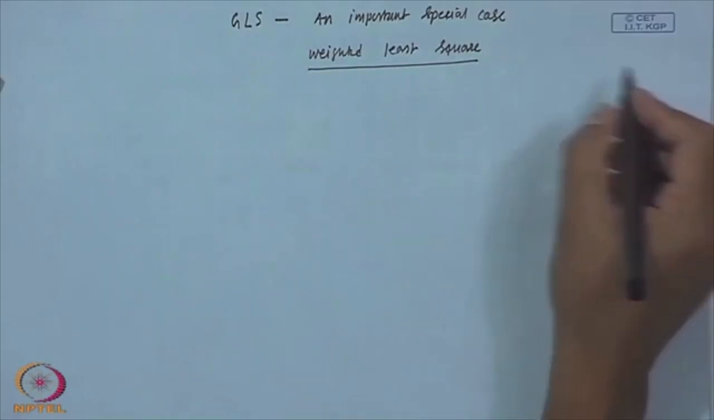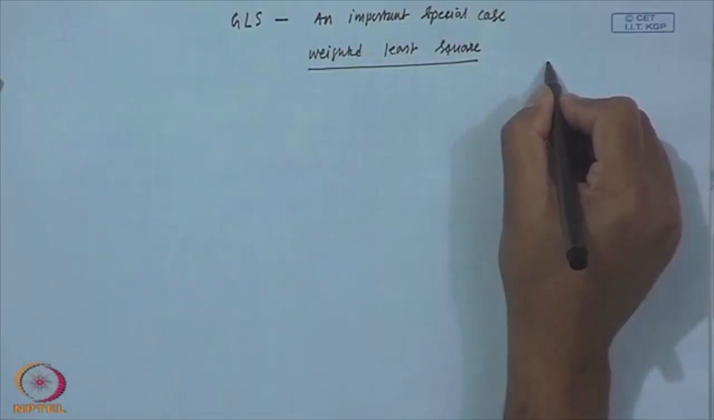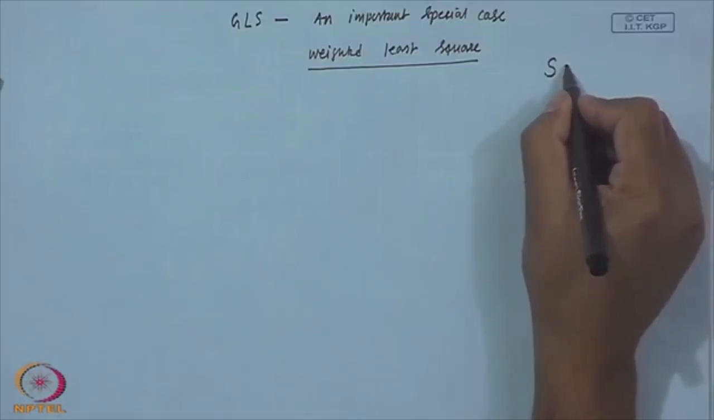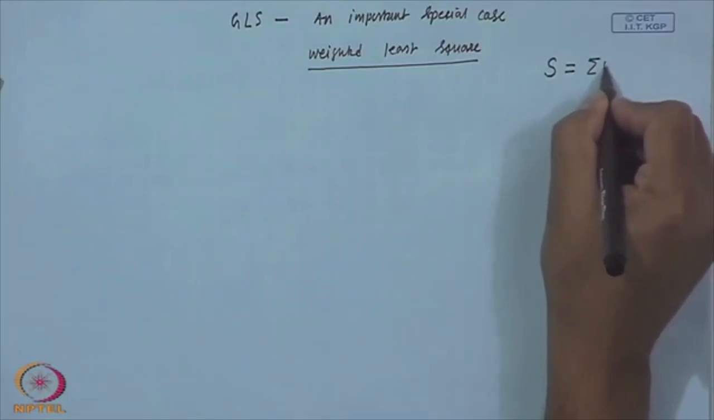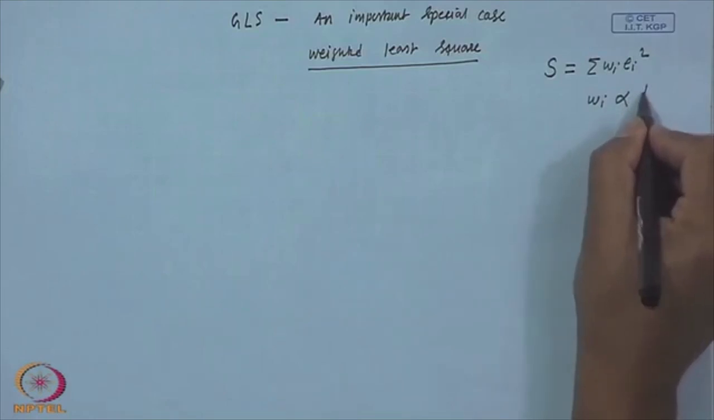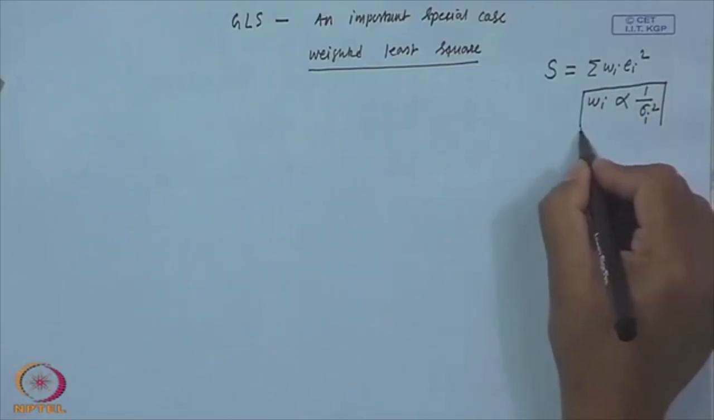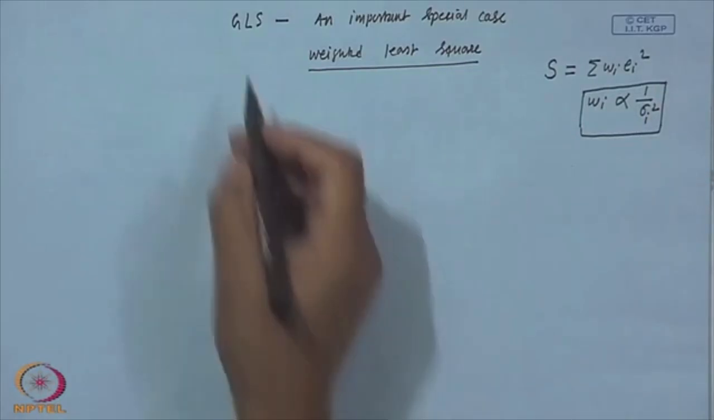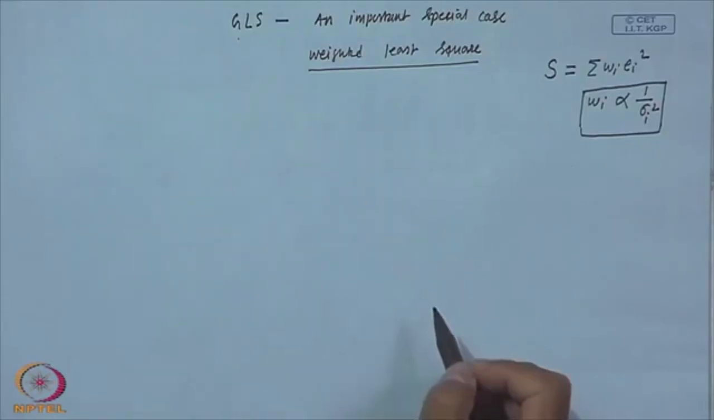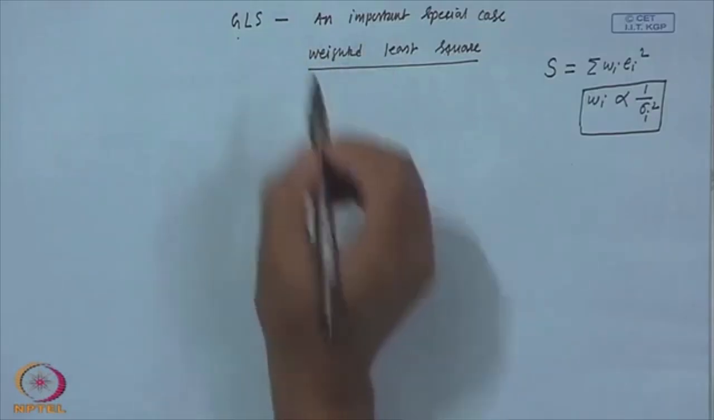Okay. So, at the beginning I talked about weighted least square, and I said that we have to find the regression coefficient by minimizing the sum of w i e i square, where w i is proportional to 1 by sigma i square. And I said that I will explain why this weight is proportional to 1 by sigma i square. So, now we know generalized least square, and weighted least square is a particular case of generalized least square.